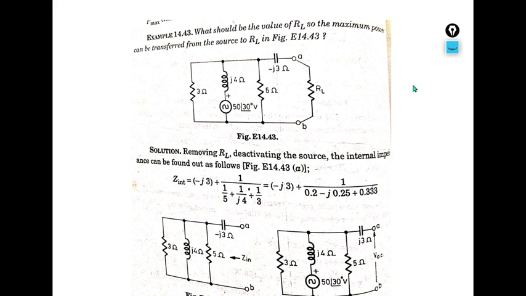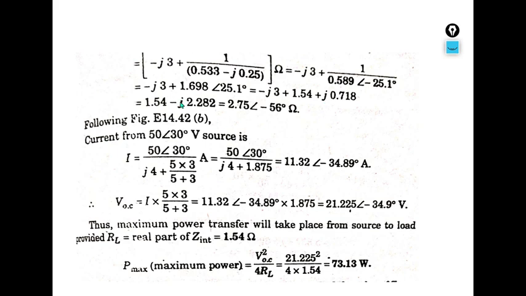The next problem is to find out what should be the value of RL so that the maximum power will be transferred from source to the load. The same way, we first find the Z equivalent, that means the Thevenin's internal impedance. These two are parallel, then whatever equivalent we get will be in parallel with the next, and after that it will be in series. So the answer is 1.54 minus J2.282.